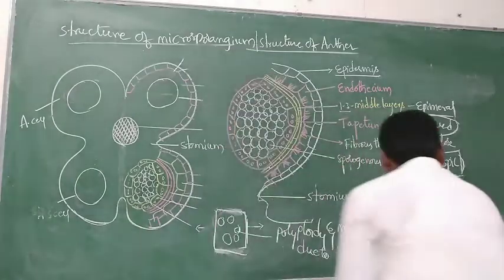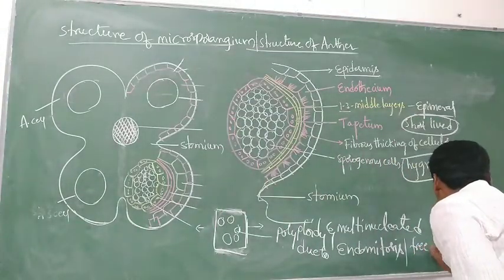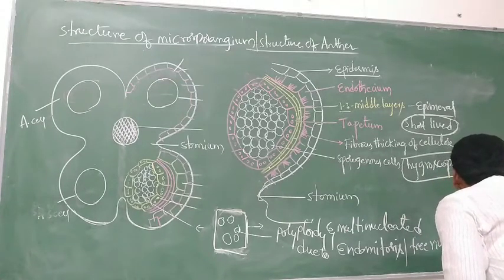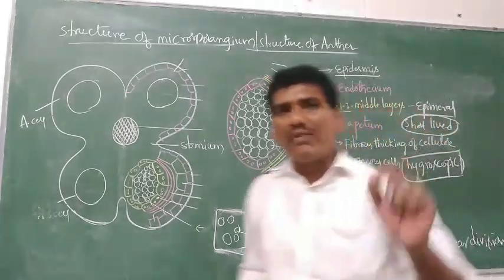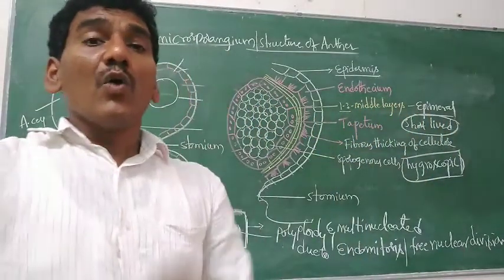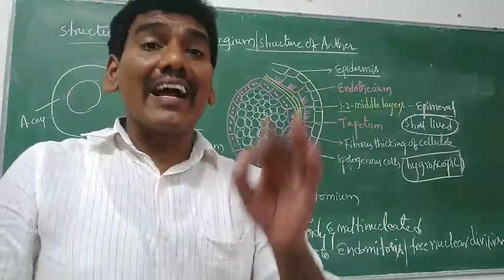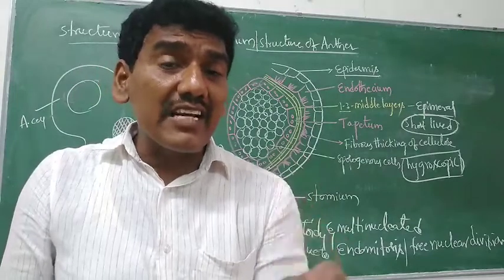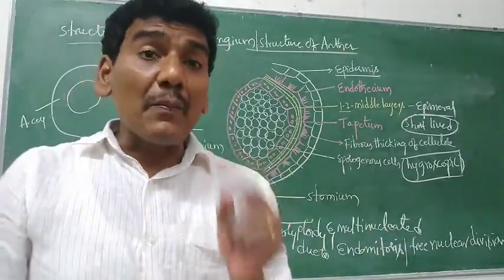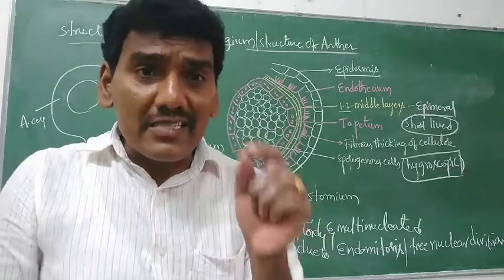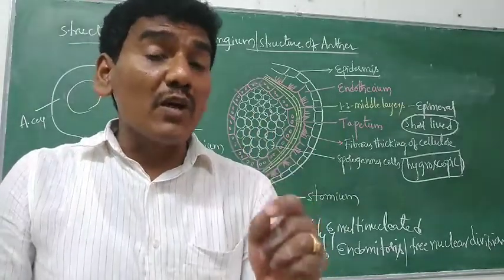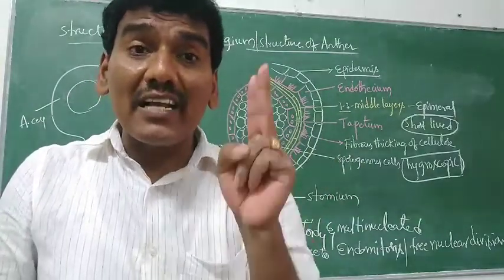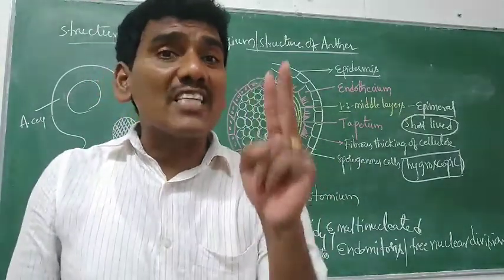Endomitosis or a free nuclear division. Very important point. Why do the tapetal cells act as a diploid nature? In the tapetal cell, karyokinesis occurs, but it is not followed by cytokinesis. That's why more than two nuclei are present inside the tapetal cells.